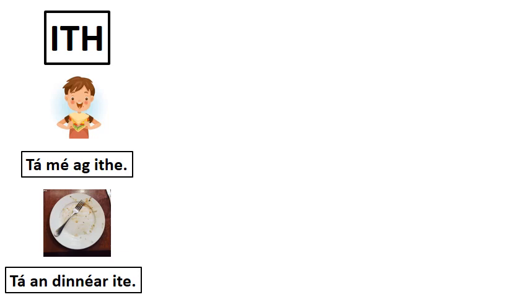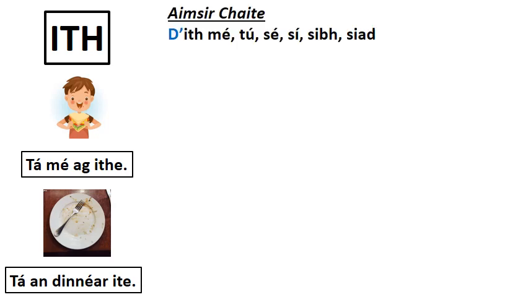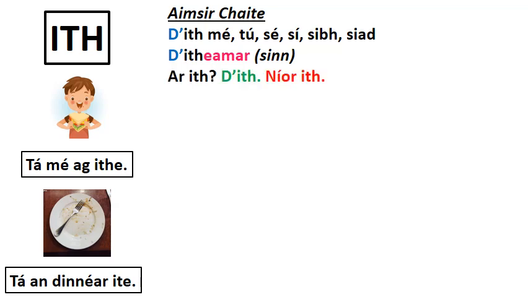Okay, let's have a look and see how much it follows the rules and how much it breaks them. So Aimsir Chaite, we're dealing with a vowel, so I'd be expecting a d' and, oh look, yeah, it's a d'. D'ith mé, tú, sé, sí, sibh, siad. Okay. Next I'd be expecting an amar for we. D'itheamar. Okay, so that is the same. In my past, I would be expecting my question would be ar and my negative answer would be níor.